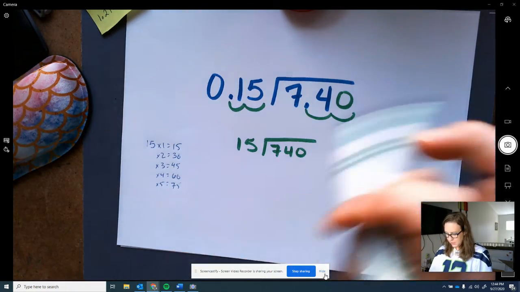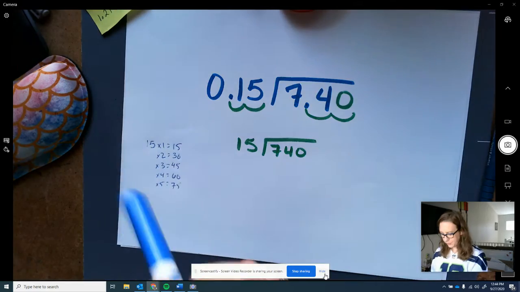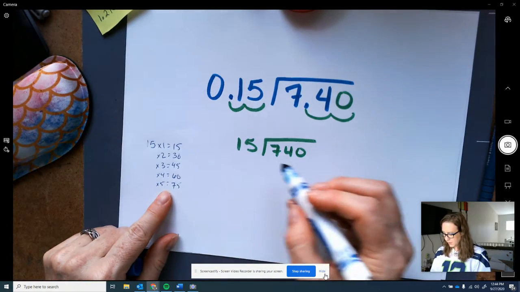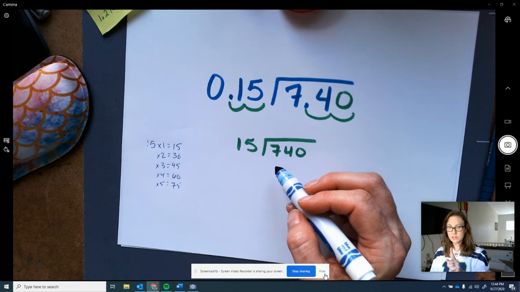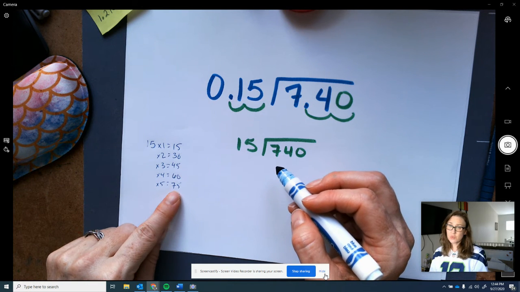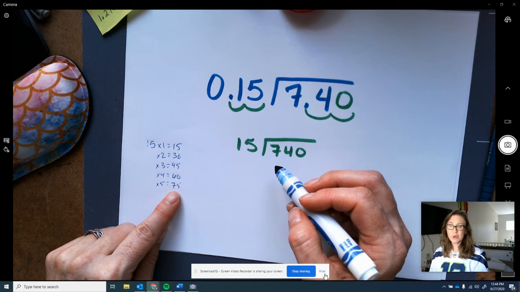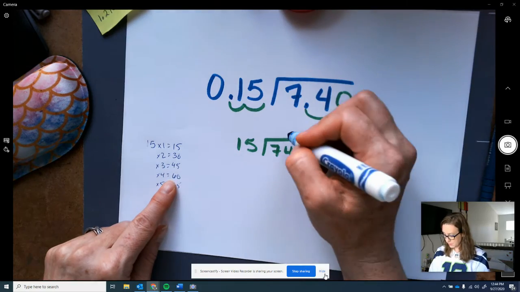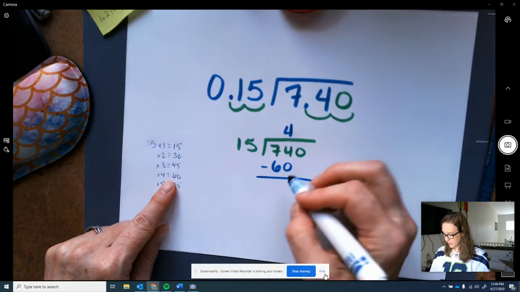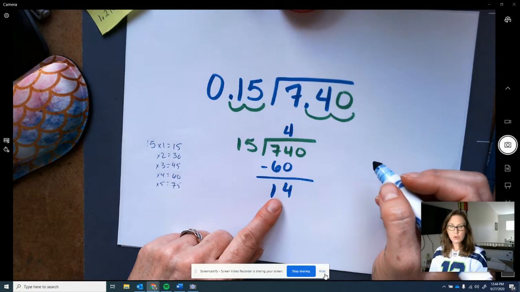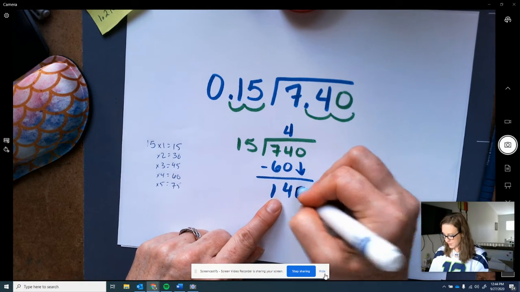But 15 goes into 74 without going over. That's important. 5 times gets us really close, but 75 goes over 74. So we have to go with the times 4. 15 times 4 is 60. We subtract that and we have 14 left. We bring down the 0.